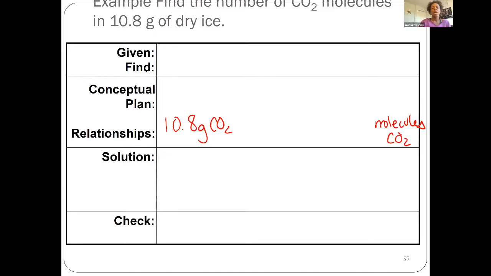So the question you should ask yourself is, can I go directly from grams to molecules in one step? And much like before on what we saw on the mole island, no, we cannot. We have to go from grams to moles, because moles is our linking unit, and then from moles to molecules. And so this is telling us this should take 2 steps. So we put 2 places for our conversion factors.